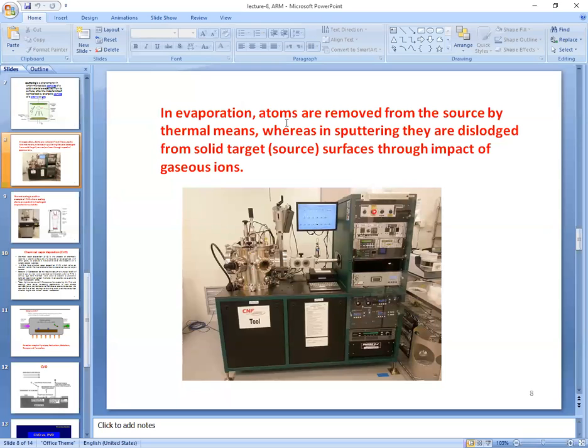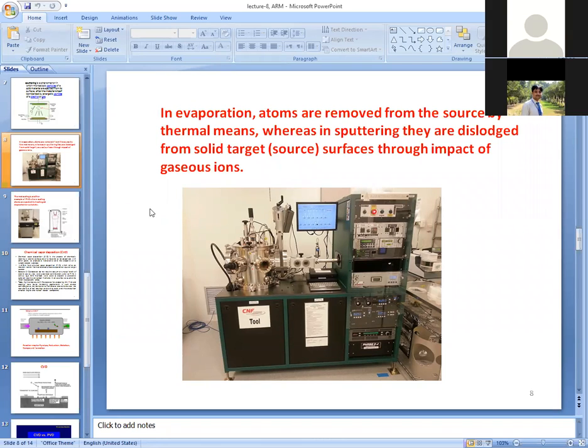In evaporation, atoms are removed from the source by thermal means. So as we have stated that the PVD can be divided into two types, that is the sputtering and the thermal evaporation. So in thermal evaporation, atoms are removed from a source by thermal means, whereas in sputtering, they are dislodged from solid target source surface through impact of gaseous ions.